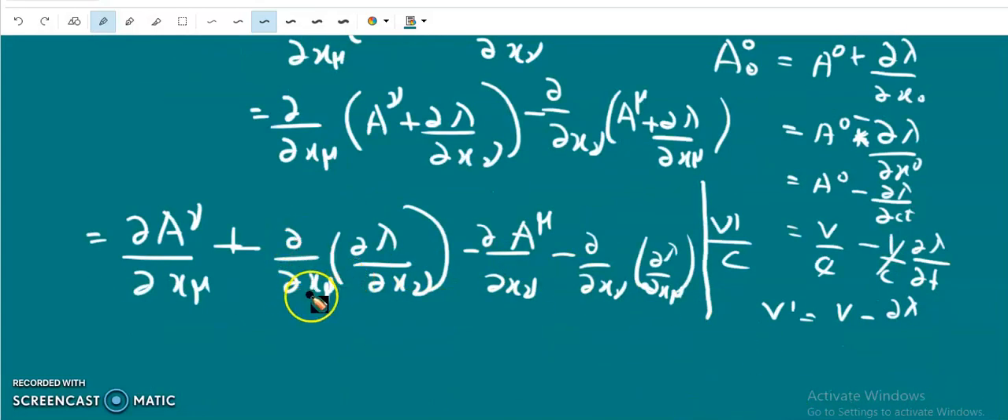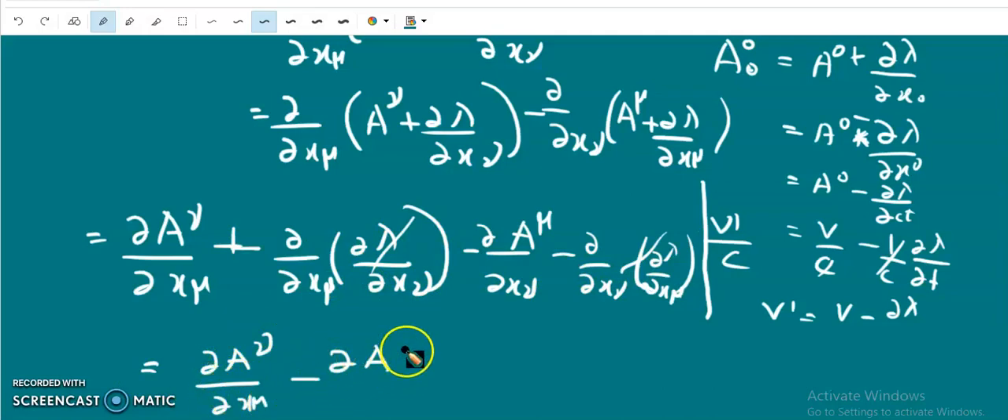Here we have dou by dou x mu of dou lambda by dou x nu, and here dou by dou x nu of dou lambda by dou x mu. These two are the same; only the order of the derivatives differs. We know that the order is not important, so we can interchange them. These are the same term with opposite signs, so this will cancel. So that is equal to dou A nu by dou x mu minus dou A mu by dou x nu. This is nothing but the field tensor F mu nu.